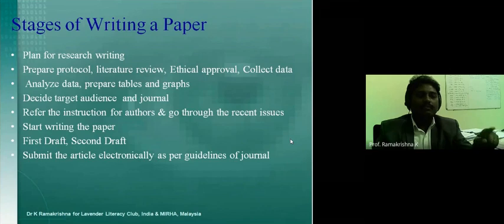Coming to the next, first draft, second draft. And believe me, sometimes we will write even 10 drafts. Because that's what I said. Becoming a researcher is very easy, but becoming an author is very difficult. Right? It is not an easy job for everyone to become an author, but it is easy to become a researcher in your own field, your own domain, at least your own expertise area, out of your experience or enthusiasm. Right? And submit the article electronically as per the guidelines of the journal.